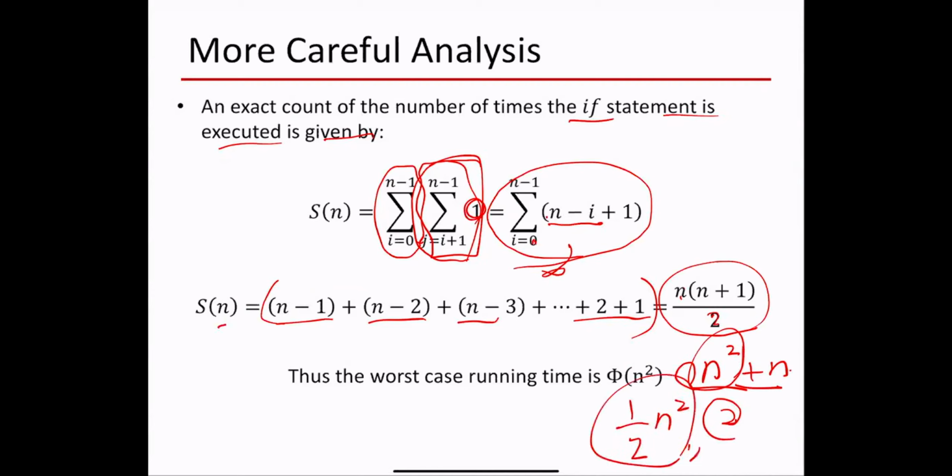Professor, wouldn't it be n times n minus 1 over 2? You mean this? Sorry. Is it correct? Yeah, I think it's supposed to be subtraction.